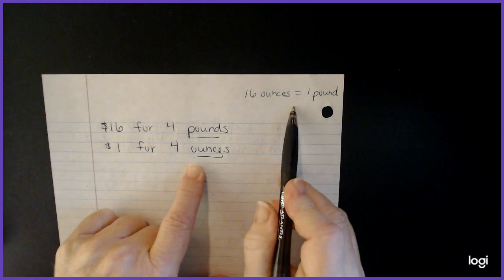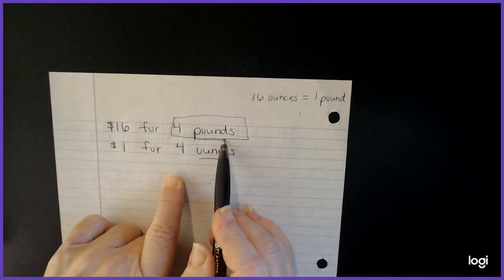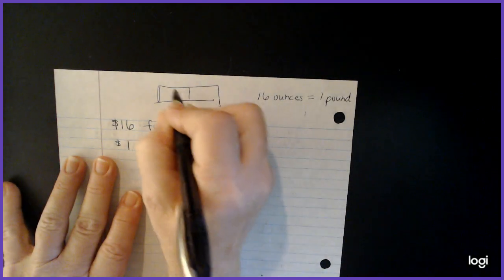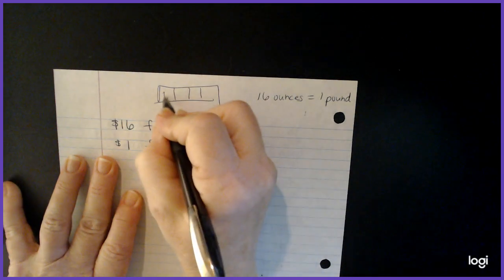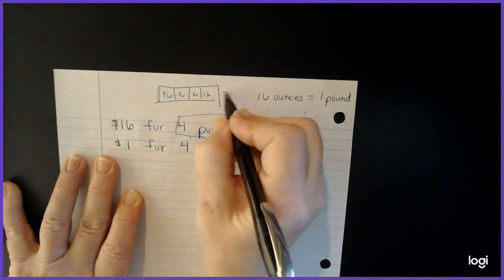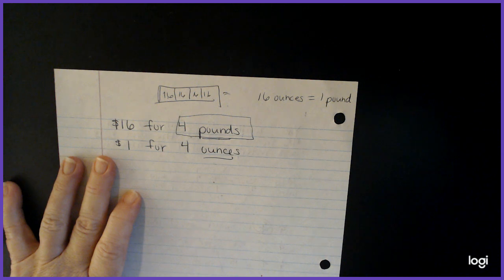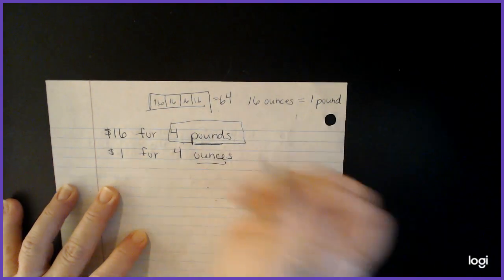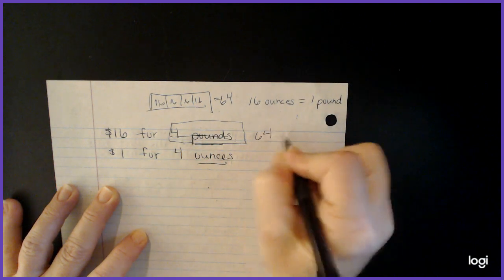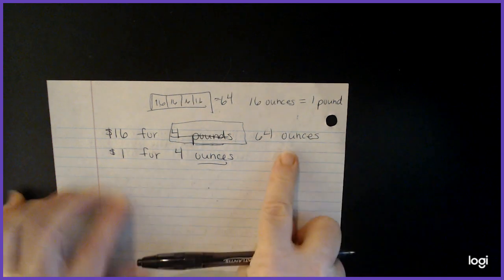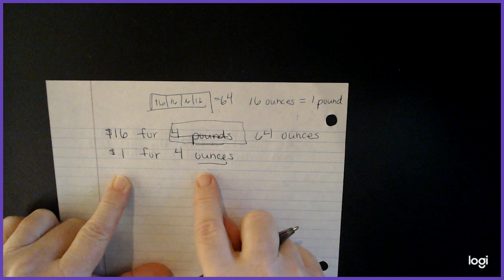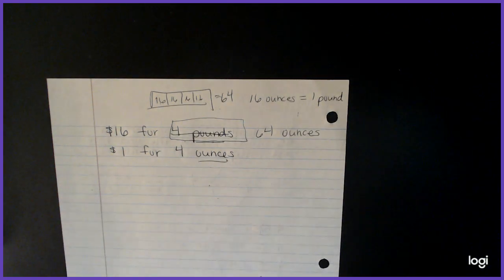So using this information, I'm going to change my 4 pounds so I can make them ounces. Well, if there's 16 ounces in each pound, and I have here 4 pounds, how many total ounces would that make? 16 times 4. Well, hopefully most of you know that this is 64. So I'm going to change this right here to 64 ounces. Now I can compare this rate to this one because we're using the same quantity. All right, go ahead and compare and see if these are equivalent or not.